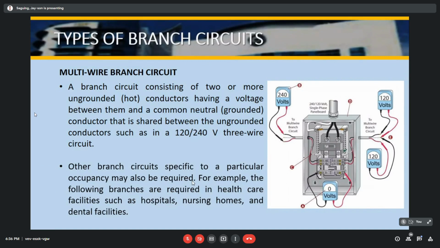So sa multi-wire branch circuit kay most commonly used sa establishments or hotels. So the most common multi-wire branch circuit is for dishwasher and disposal circuit.